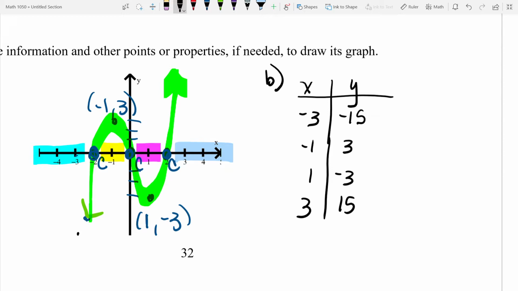So here's what happens in this class, you guys, and I'm not trying to be negative. Was B necessary in terms of knowing how to graph that graph?